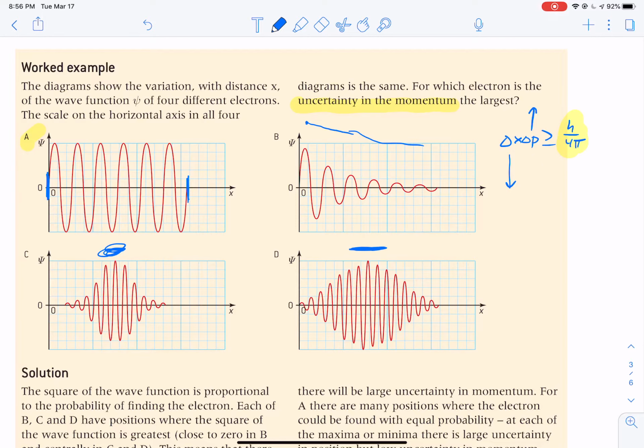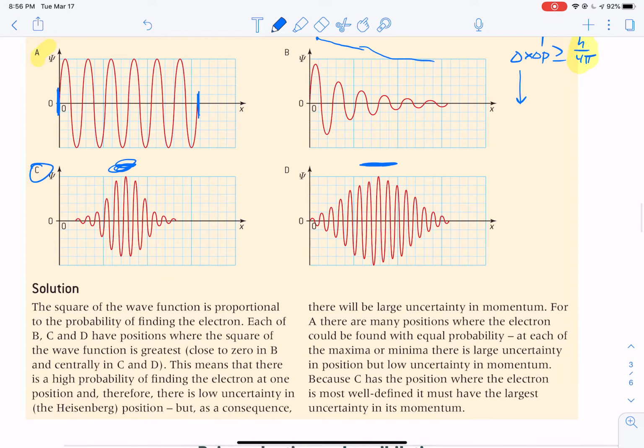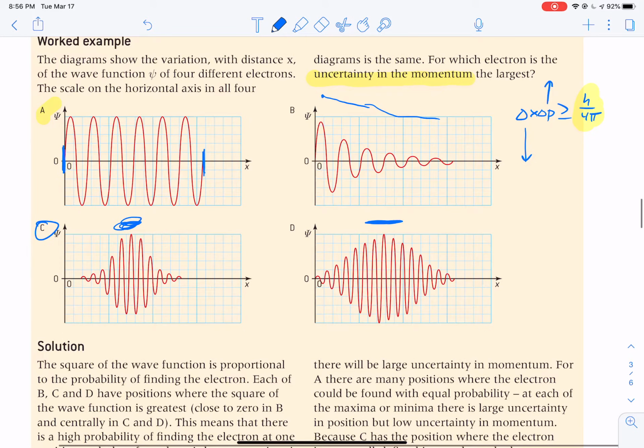And which one is that? Of course, it is C. C has the wave function the most scrunched up. It's the least amount of horizontal spread. D is probably next. Then B. D and B may sort of fight for the next one. A, of course, has the largest uncertainty of position, but the smallest uncertainty of momentum.